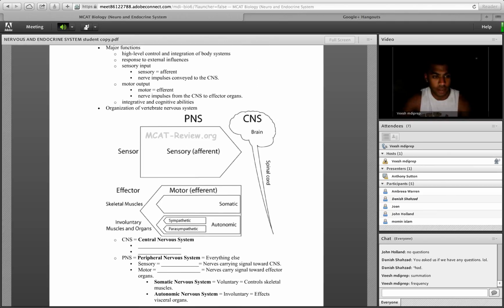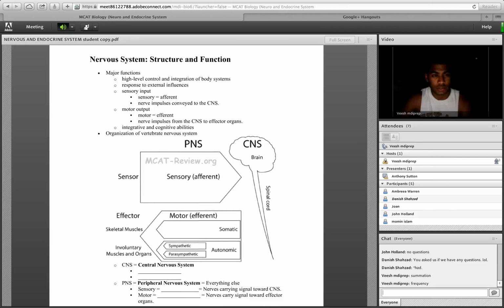Okay, so now we'll talk about the way that the nervous system is actually structured. What we just talked about was more on a microscopic level, just the nerve cells and the action potentials. But now we'll talk about the actual nervous system as a whole. Obviously, the main functions of the nervous system are to exhibit high-level control and integration of body systems, to respond to external influences, and you have sensory input and motor output.